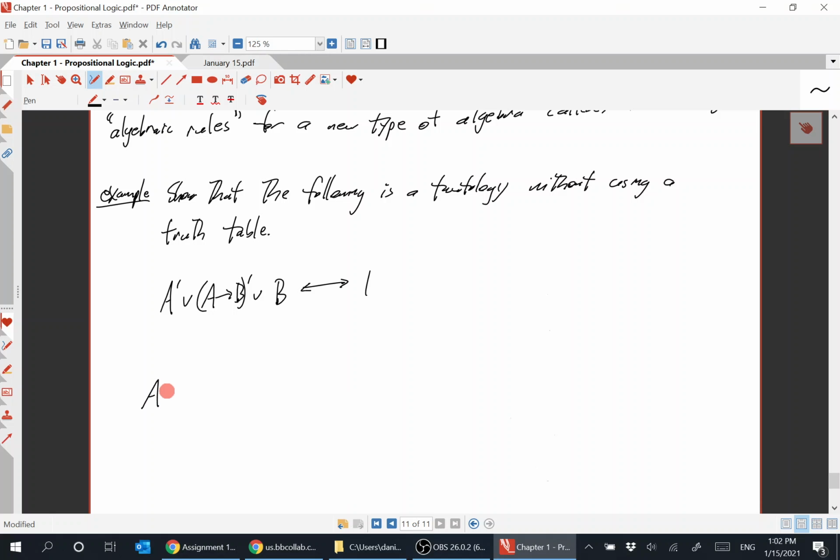Okay. So let's start with the left. And I want to show it's logically equivalent to something else, and then work my way down to 1. So the first thing I want to do is use that implication tautology.